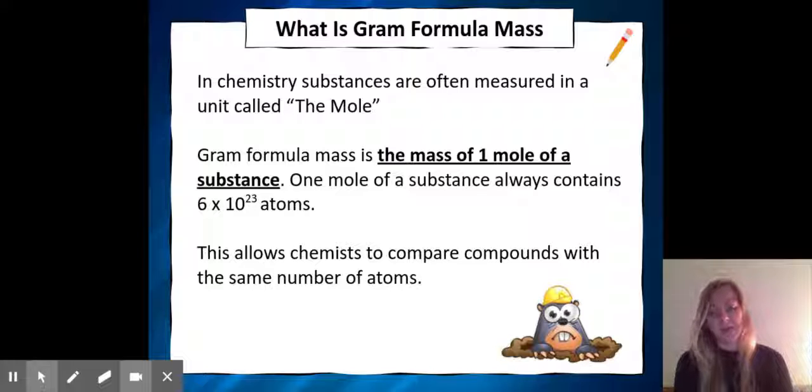I like to think of it as a dozen. We know that a dozen means 12. So if we were wanting to compare that with half a dozen or 2 dozen, we would simply half and double the number. We know that half a dozen is 6 eggs and 2 dozen is 24 eggs. So we can do similar things with moles. Rather than working with that giant number of atoms, it's easier for us to say 1 mole of something rather than 6 times 10 to the 23 atoms.